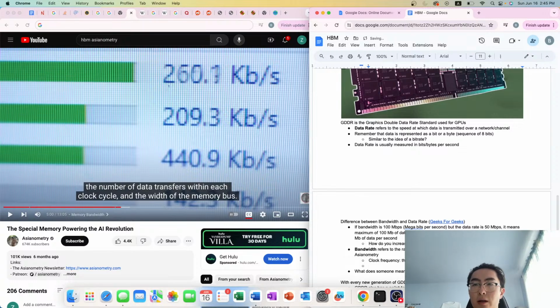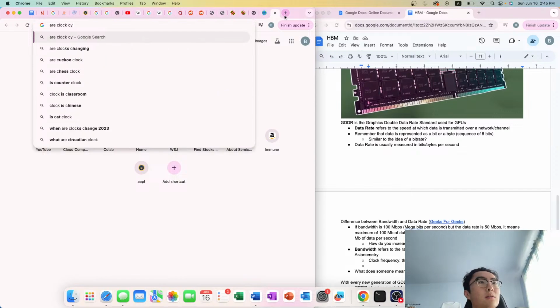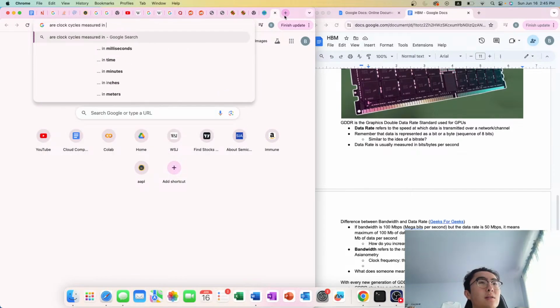If I remember correctly, each GPU or CPU, each logic chip has its own internal clock, and a cycle just refers to each tick of a clock, so maybe it's a second. I don't know if it's measured in seconds.